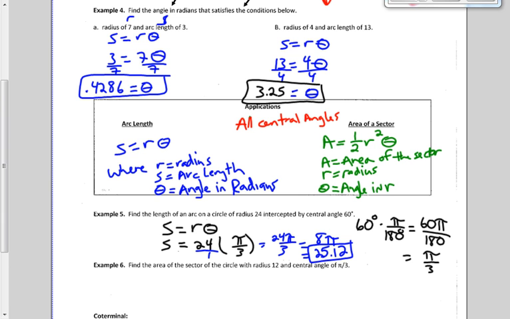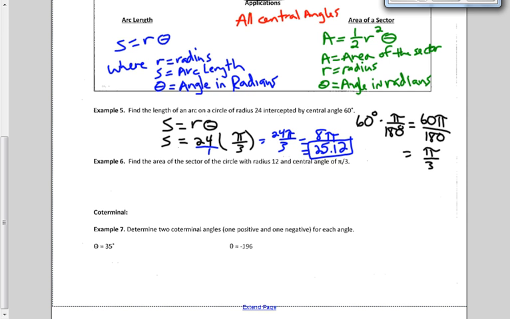So the angle in radians again. Okay. Everything that we're going to be doing here is going to be in radians. So if it's not in radians, yeah, you need to convert it to radians. So when I look at example 6, I'm finding the area of the sector of the circle with a radius of 12. So just going to use the formula here. Area equals 1/2 radius squared theta with a radius of 12, and a central angle of pi over 3. Well, pi over 3 is already in radians, so that's good. Okay, we don't have to do any conversions here.